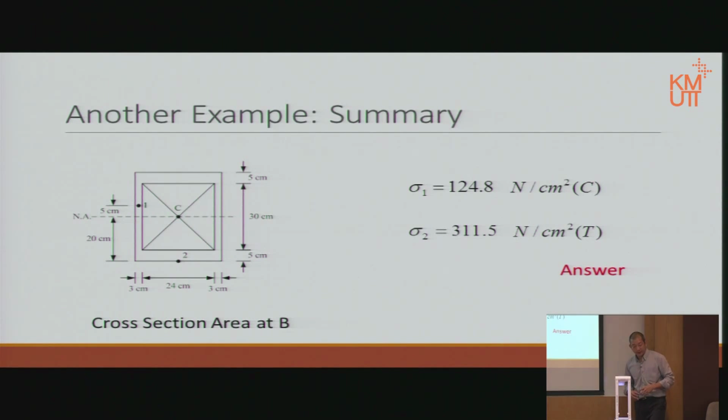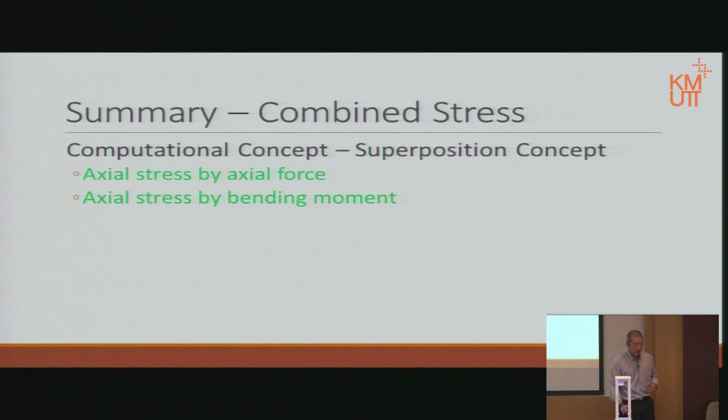Now, should we move on so that I can summarize this lecture? The main focus is that we need to understand the concept first, which is again the superposition concept. It just calculates two cases separately, then combines the effect: the axial stress by the axial force, the axial stress by the bending moment, and then we combine them. Then we see an example. One example is what we call the off-centroid loading, where the point load doesn't apply on the centroid of the cross-section area, which creates the bending moment as we see.